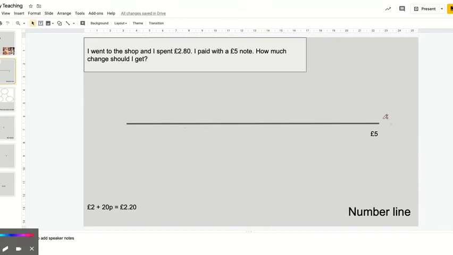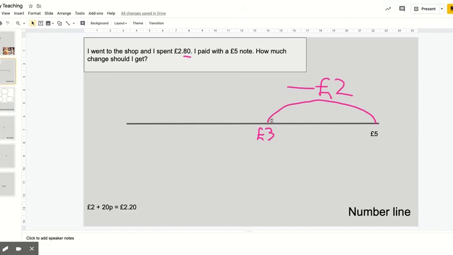So the first thing that I'm going to do is I'm going to take away the pounds, because £5 take away £2 is an easy jump to do. So 5 take away £2 would get me to £3. Right, now there's 2 different things I could do here. I know I need to take away the 80 pence.